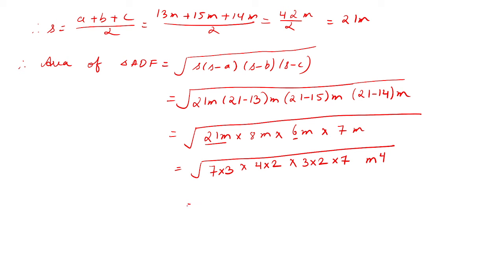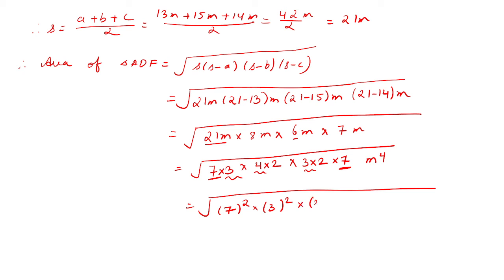Into, there's a reason why I'm writing 6 as 3 into 2, into 7 meter to the power 4. Now you look at this. Can you pair them up? 7 and 7, so this becomes 7 square, 3 and 3. Can I write it as 3 square? You look at this, 4.